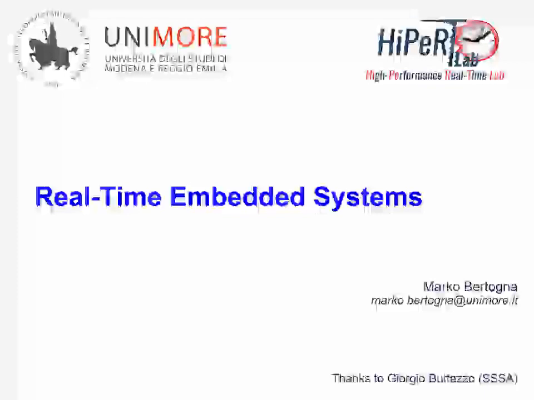Second thing, the operating system. If you don't have a real-time operating system, typical operating systems are designed to maximize average performance. So you have schedulers that try to minimize the average response time, synchronization mechanisms that try to minimize the response time, and communication mechanisms that do not take into account predictability.